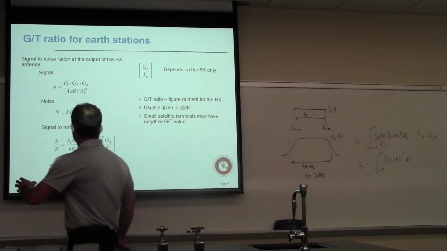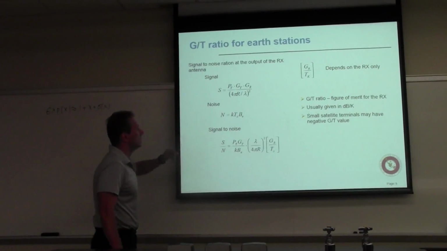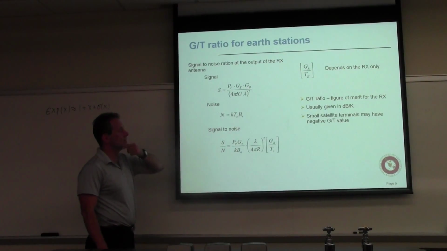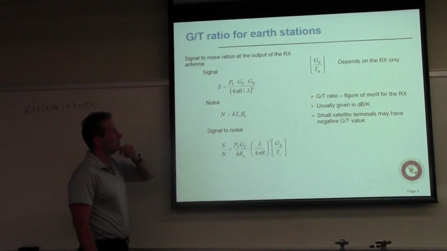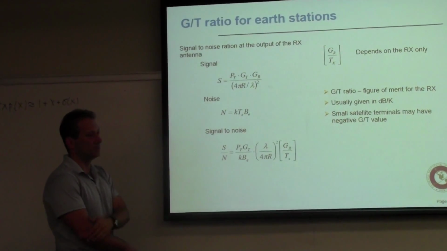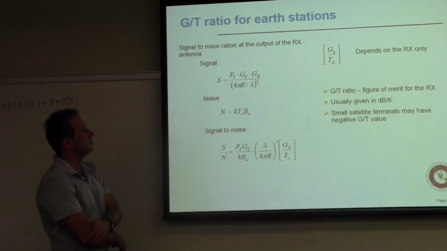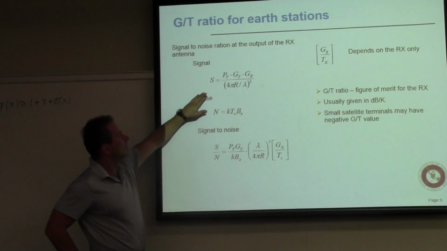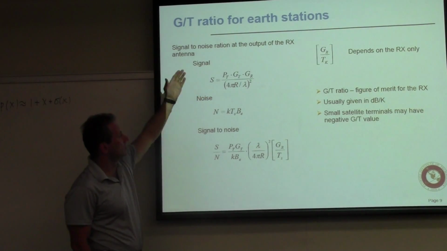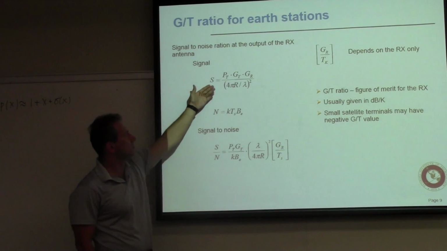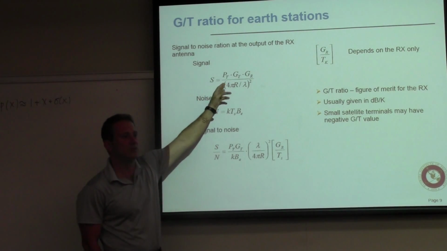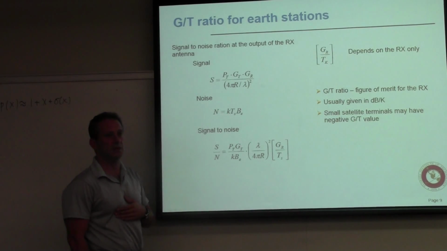So let's define our signal-to-noise ratio, and then isolate GR over TR, and specify that as a figure of merit for a satellite receiver. Your signal, as it propagates, let's say from the satellite to the ground, is going to be the transmit power, gain of the transmit, gain of the receive antenna divided by the free space power loss. This is what we talked about last time.